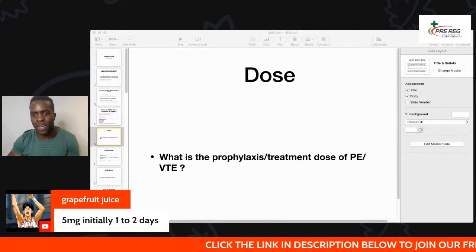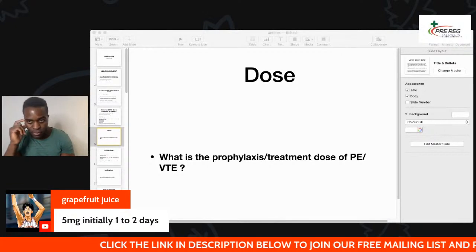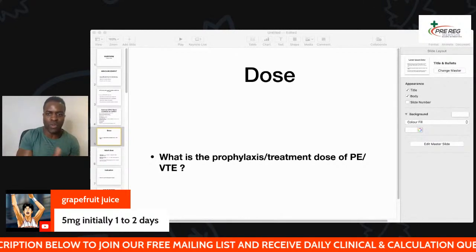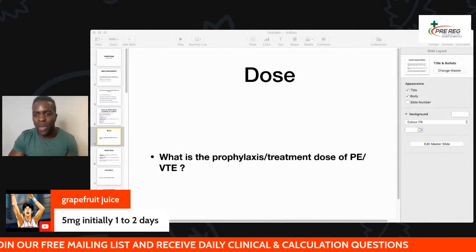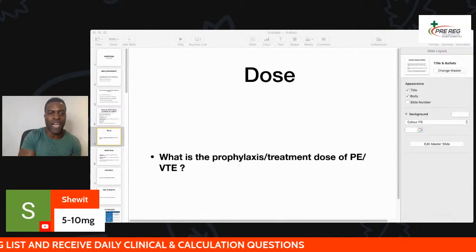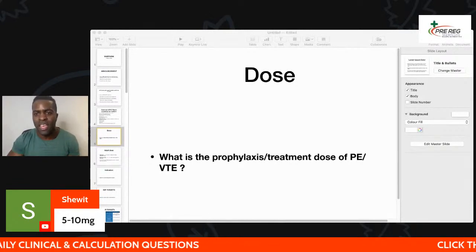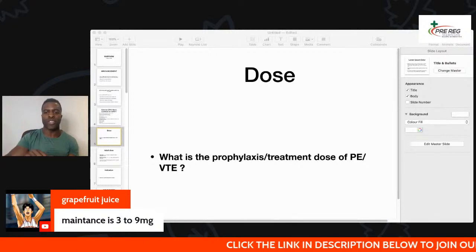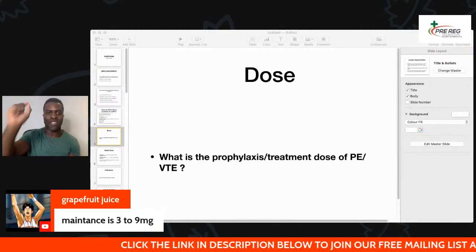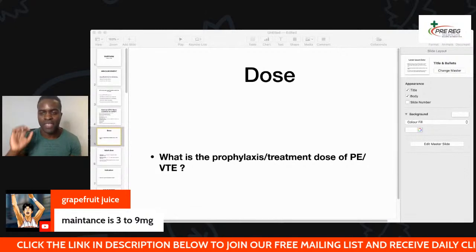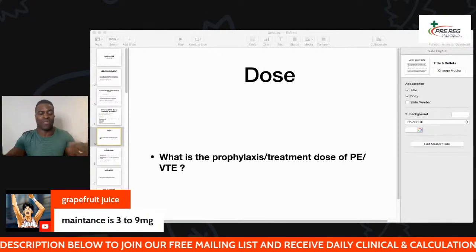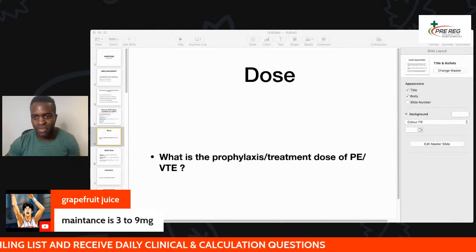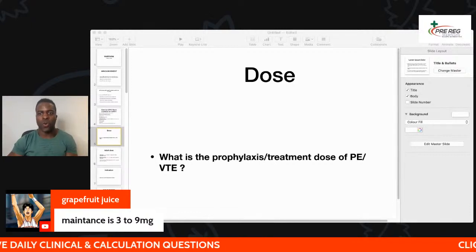Someone says 5 milligrams initially, for one to 2 days. Anyone got anything different? We need to know the dose first. That's what the GPs need to know. They're going to answer those questions. Share it in the house. Someone says 5 to 10 milligrams. Absolutely correct. Someone says maintenance dose 3 to 9 milligrams. If you don't know what the dose is, put a zero so that I know where to focus, so that I give you a shout out and dedicate this to you. If you don't know, put a zero, and I will help you.